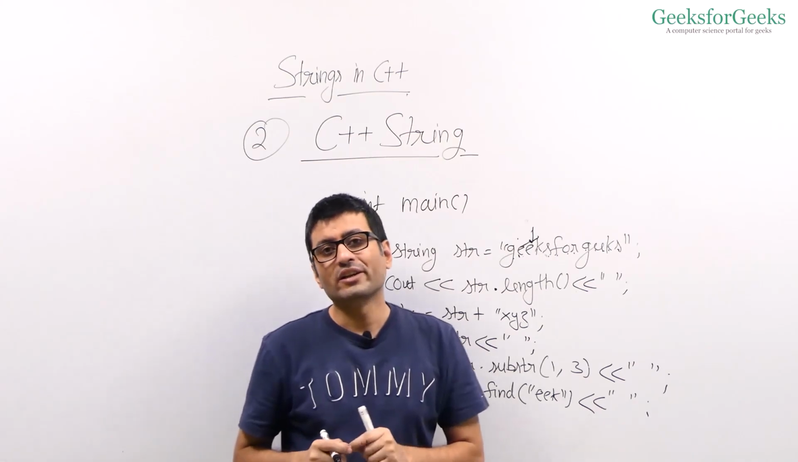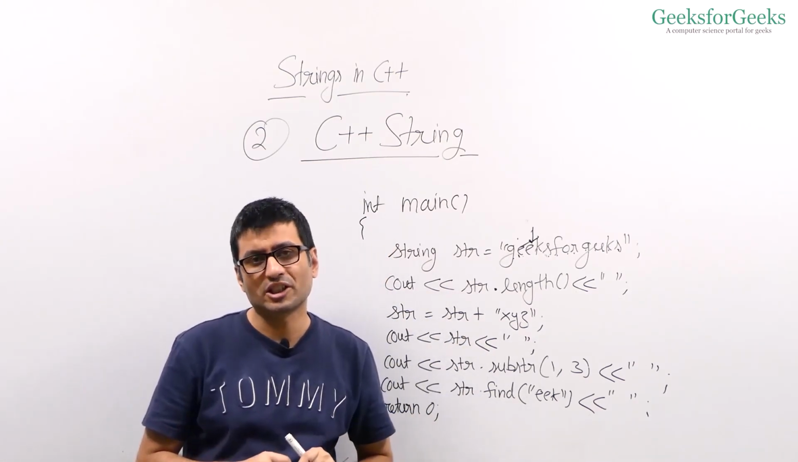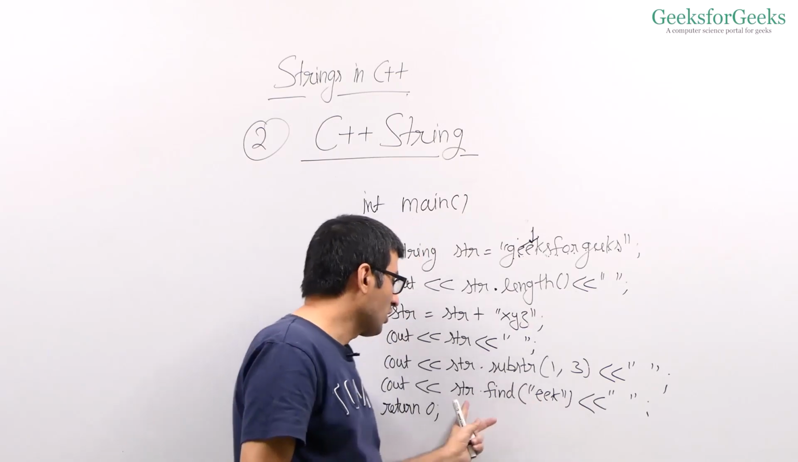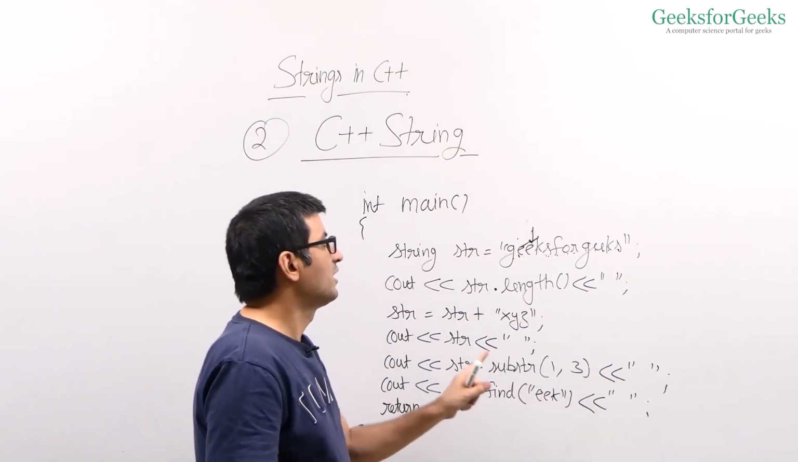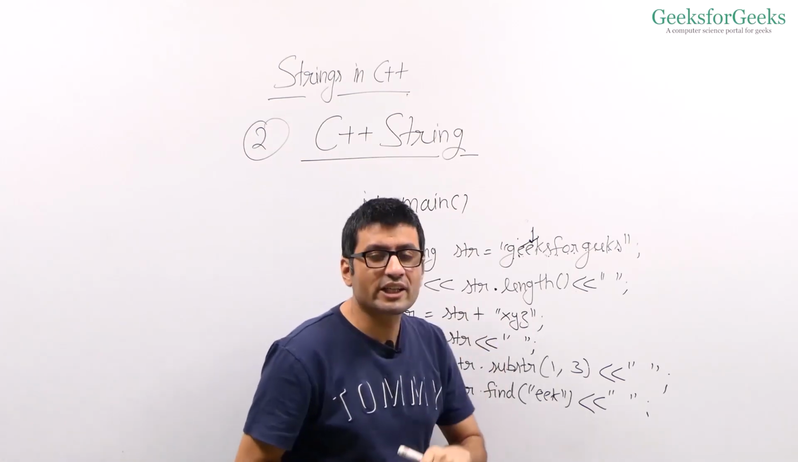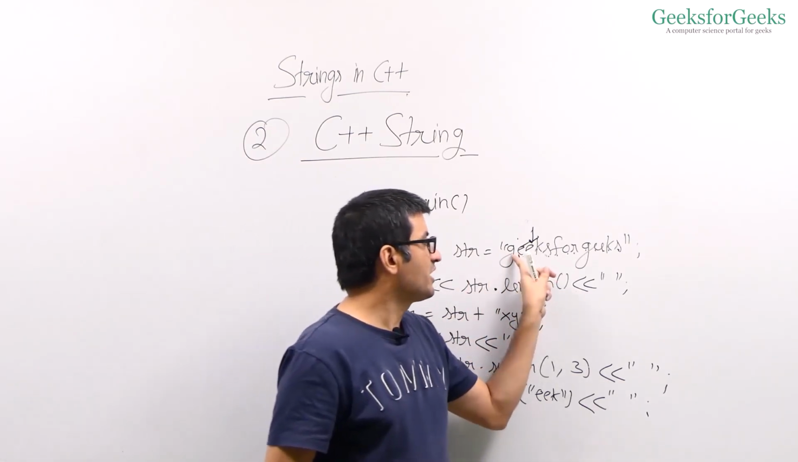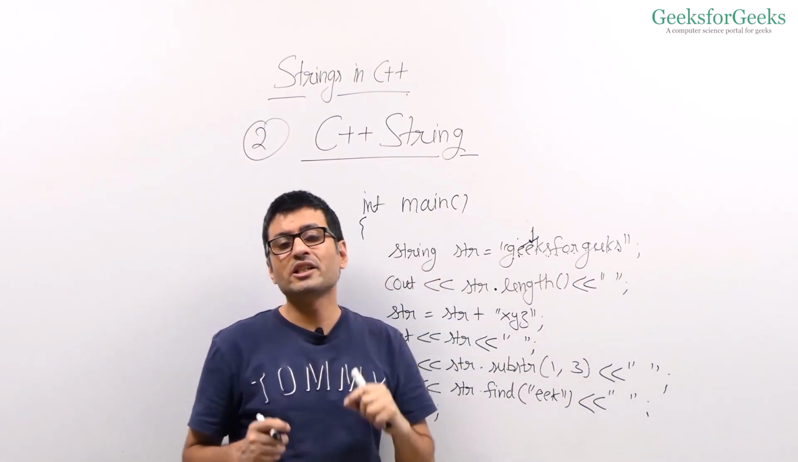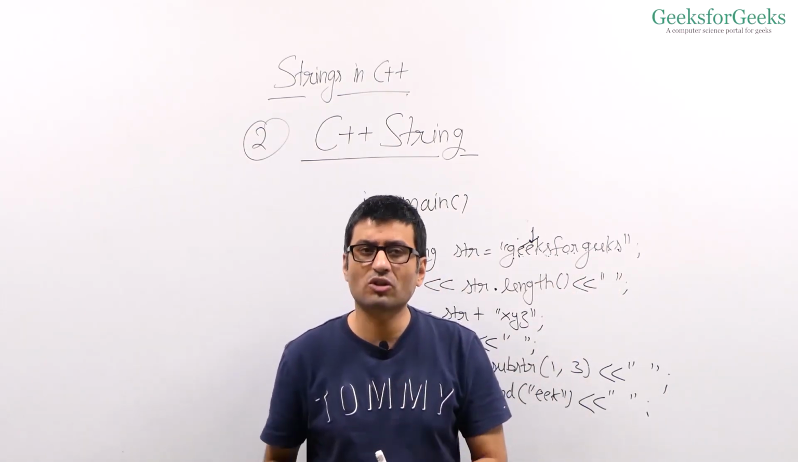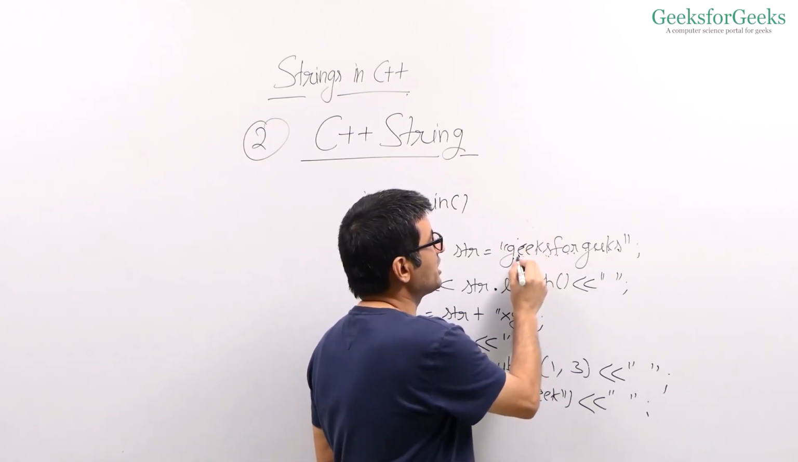Find function is used to search a string in a given string. So if I call str.find and if I pass eek, I will find index of eek if it is present in the string. Since eek is present 2 times in this, the find function returns the index of first occurrence. So here I'll get the index of first occurrence, which is 1.